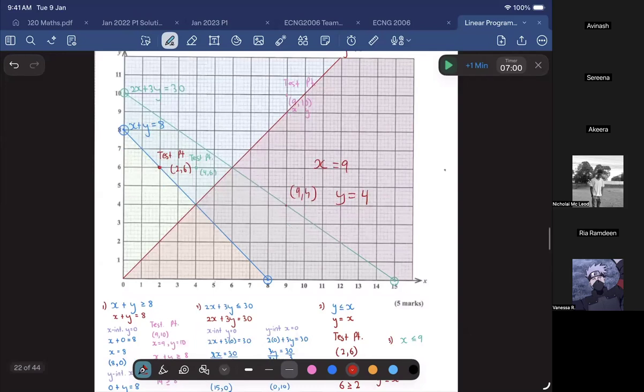In that instance, explain to me, how could I use that to prove that I'm getting y is less than or equal to x? Tell me, Vanessa, how could I use that to prove that this inequality is being satisfied? Think. Well, 4 is literally less than 9 too.